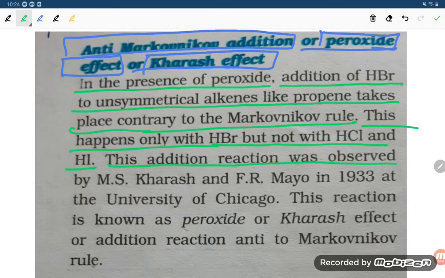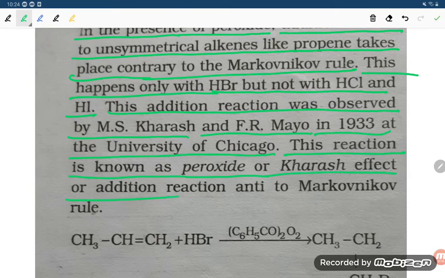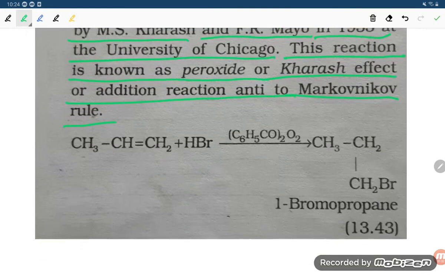This addition reaction was observed by M.S. Kharasch and F.R. Mayo in 1933 at the University of Chicago. This reaction is known as the peroxide or Kharasch effect, or the addition reaction anti to Markovnikov's rule, that is, anti-Markovnikov's rule.